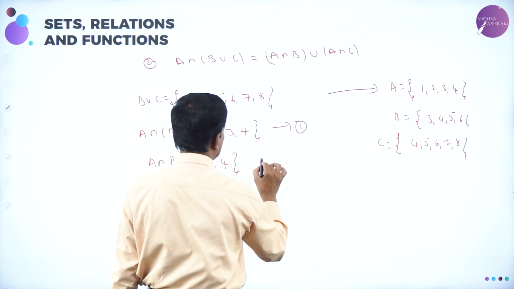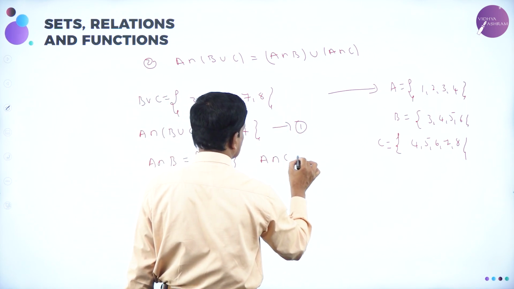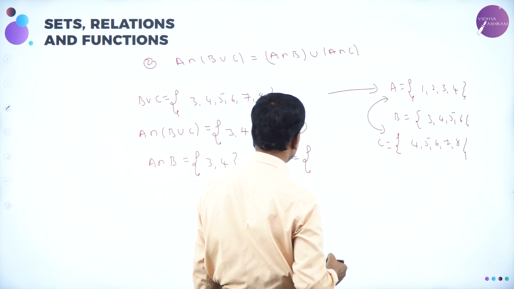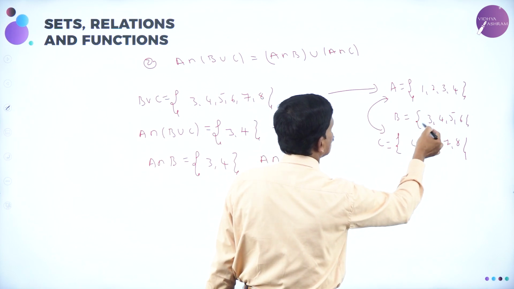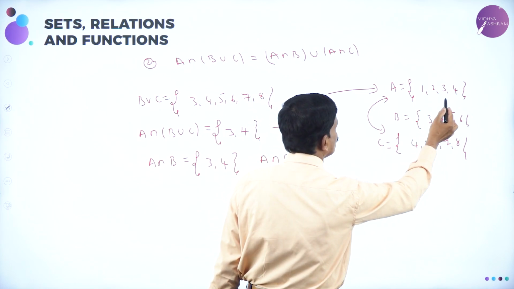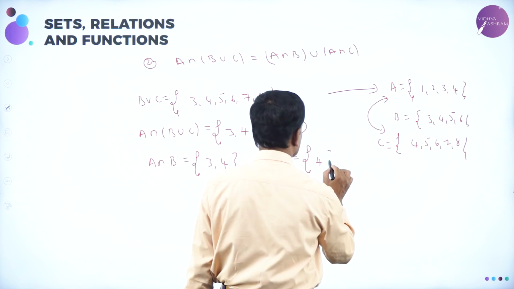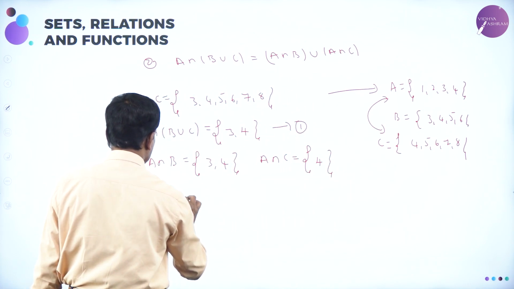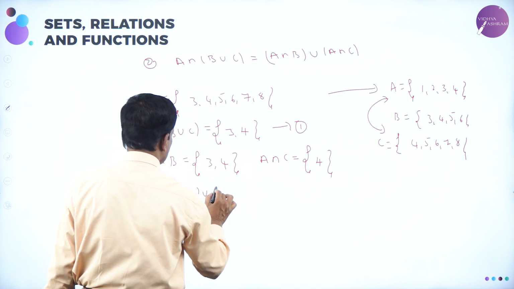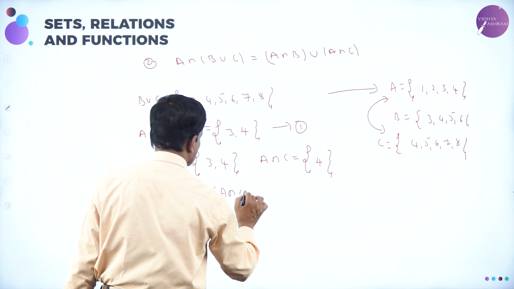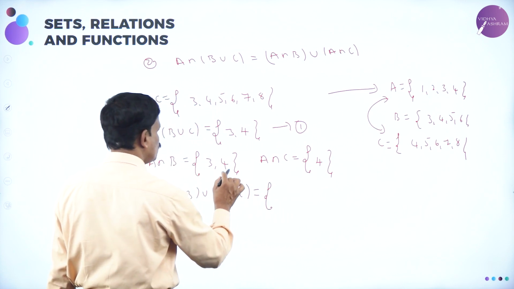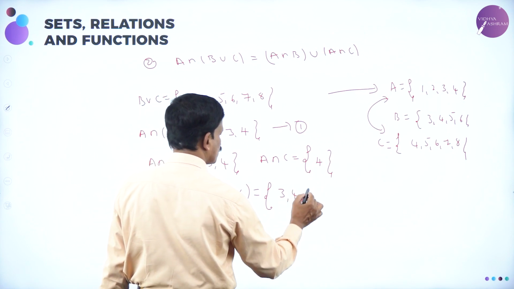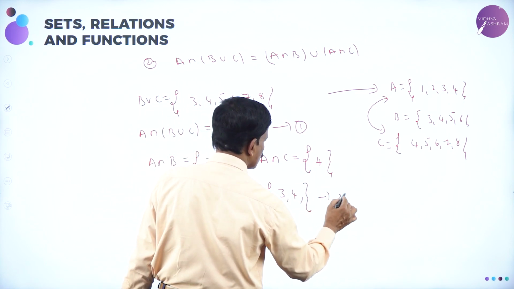And similarly, A intersection C. The common element in A and C. We have only one element, that is 4. Okay. Now, write down the union for this. (A intersection B) union (A intersection C): A intersection B contains 3, 4, and A intersection C contains 4. So this is equation number 2.